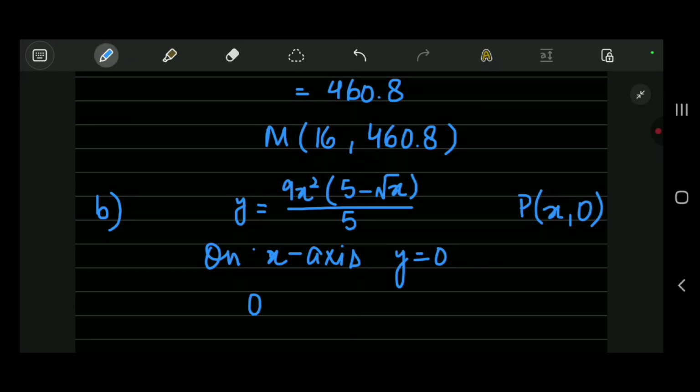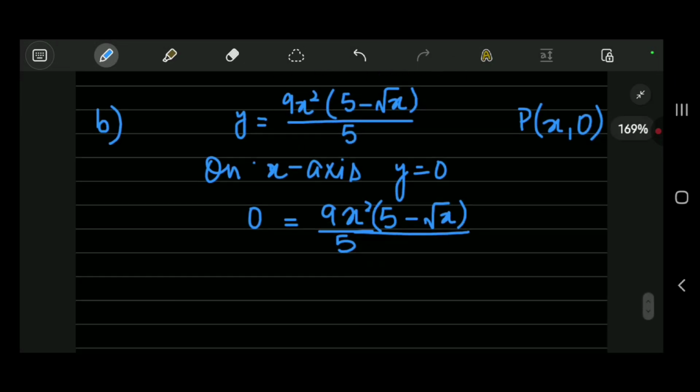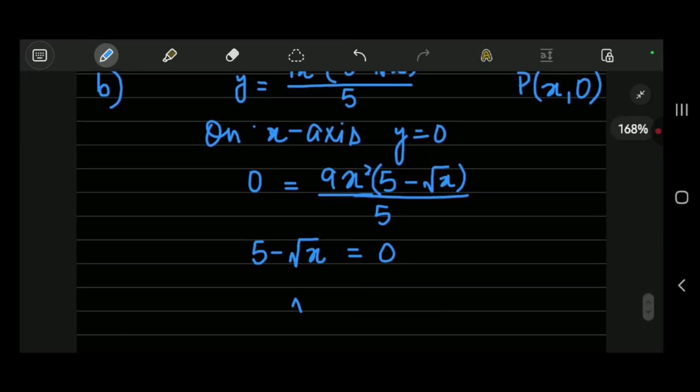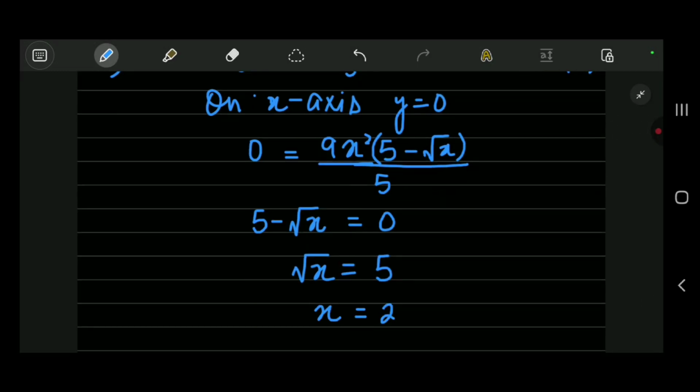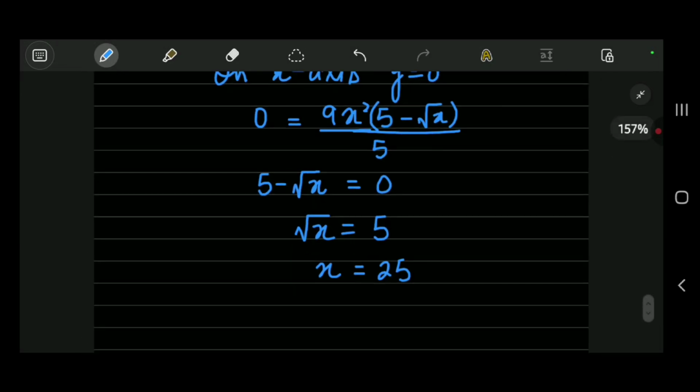So we'll be putting y equals 0, 9x square over 5 times 5 minus root of x. So when we shift everything on the other side, we will be left with 5 minus root x equals 0, since 9x square is also on the other side. So root x equals 5 and x equals 25. So your point P coordinates are 25, 0.